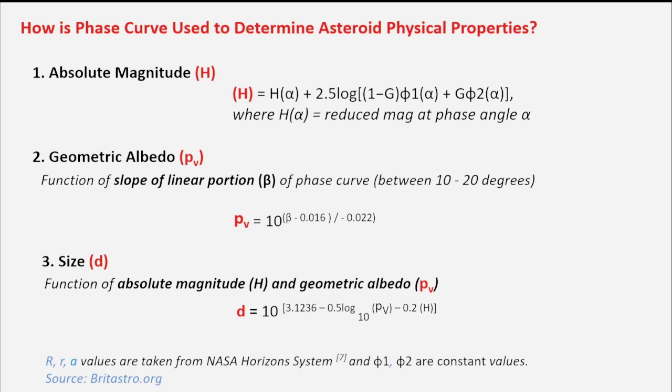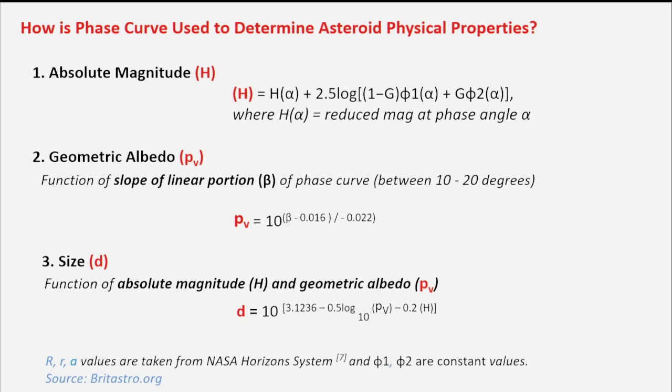So how exactly do we use this phase curve to find the physical properties? Well, the first thing is absolute magnitude, which I just talked about. This is where the phase angle is 0, and there's a simple formula we can use, which uses the reduced magnitude to find this absolute magnitude. The important thing it uses is the G, or the slope parameter, which I talked about before.